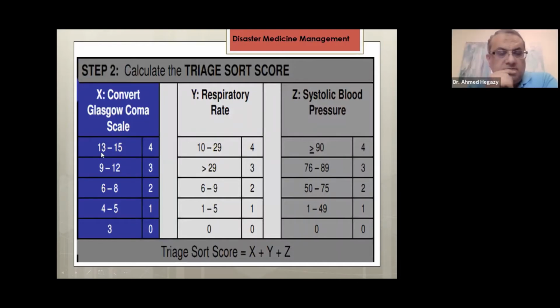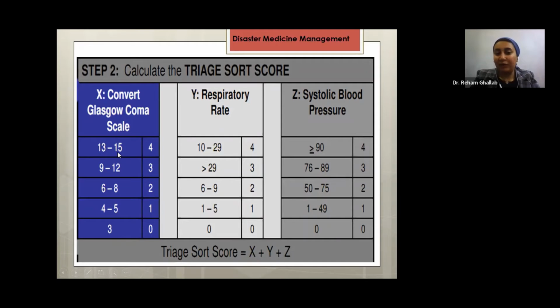If the patient has 13 to 15, he will have 4 on the coma scale. 9 to 12, we give the patient 3. 6 to 8, we give the patient 2. 4 to 5, we give the patient 1. 3, we give the patient 0. Please capture this slide also, take a screenshot of it, and save it on your mobile.